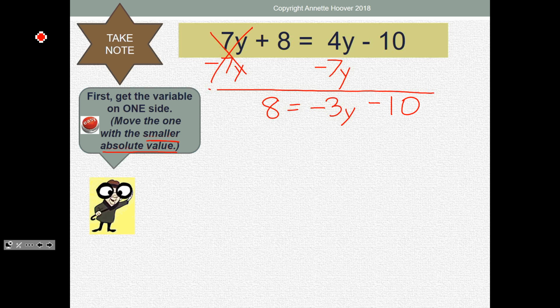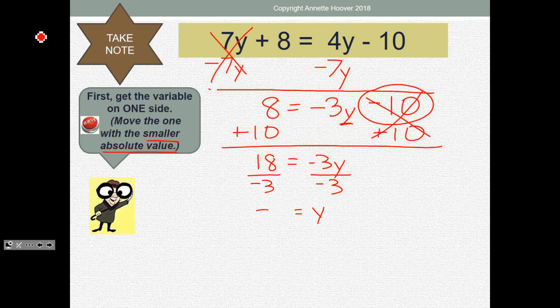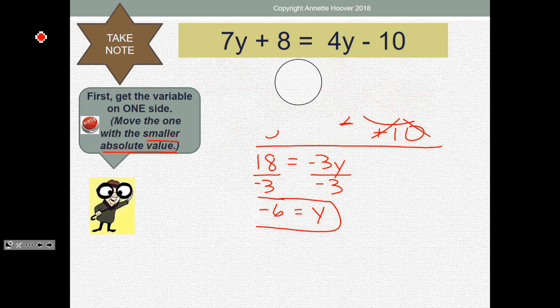Now we have a two-step equation. We find our variable. We move what's not attached to it first, so we're going to add 10 to both sides of the equation. 10 and a negative 10 becomes 0. They're gone. So we have 18 on the left and a negative 3y. And now we divide by negative 3, and y is equal to negative 6. So y was equal to negative 6, even though we moved the big one first.